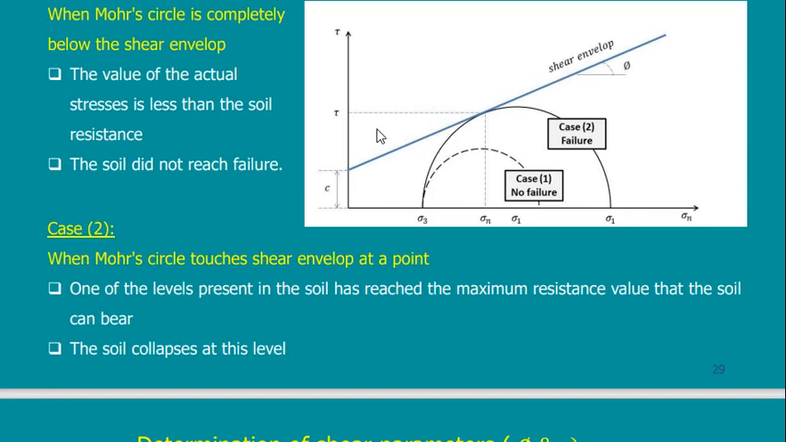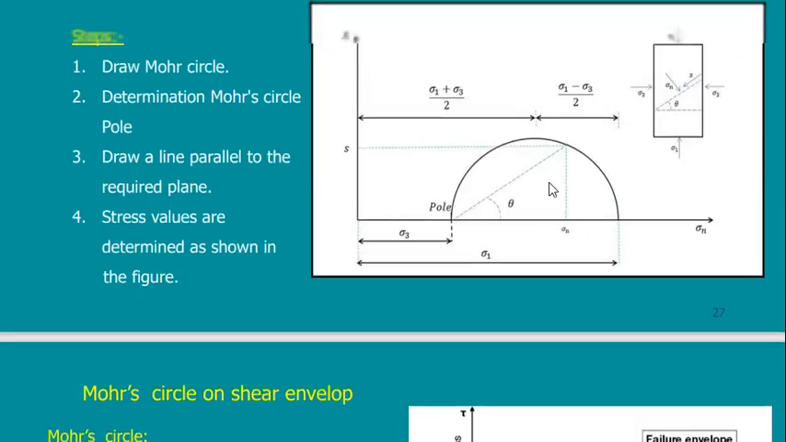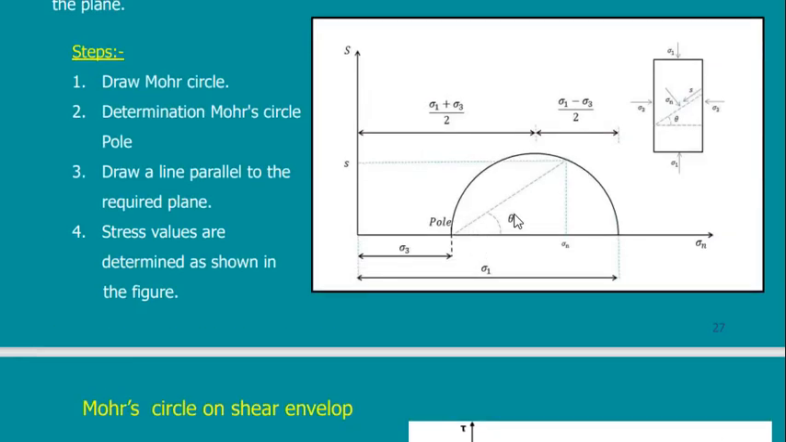We have here two angles. We have phi. Phi is a soil property. Phi is the frictional angle of the soil. This is another thing. But this angle, theta, maybe I said it wrong before, but this is theta. So this angle theta is the angle of inclination of the plane.